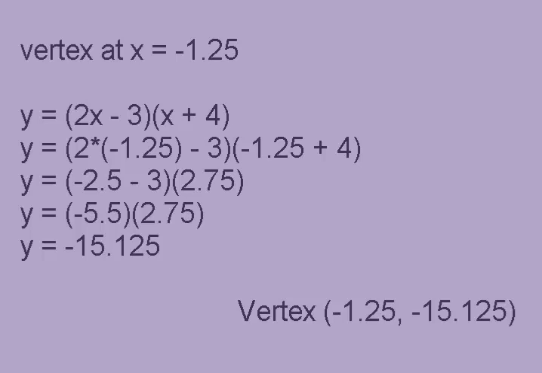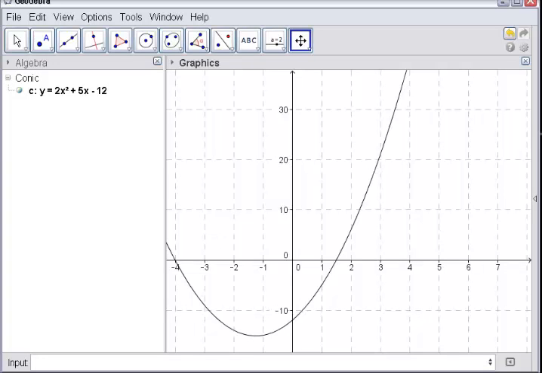Now that we know where the axis of symmetry is, all we need to do is evaluate the function at x equals -1.25 to find the vertex. Well, that was complicated. The vertex is at x equals -1.25 with a y value of -15.125. This is a minimum point. Here it is graphed using GeoGebra.